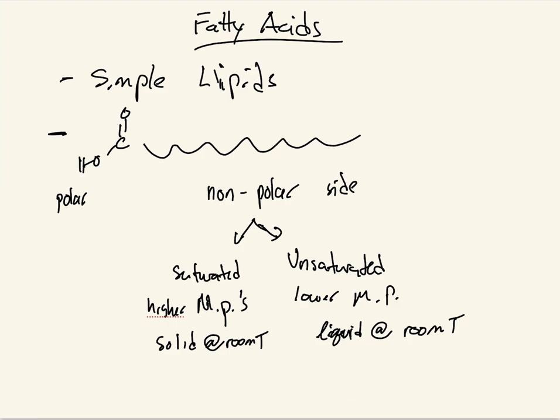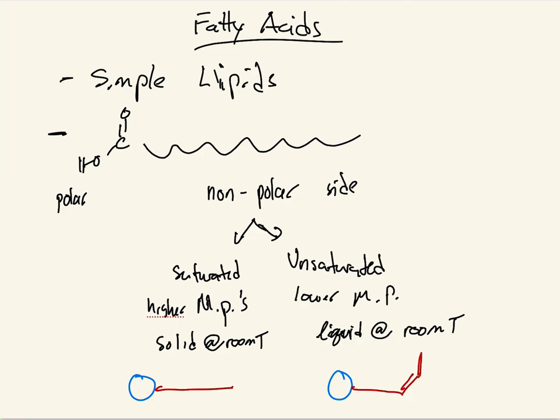So these are going to be like a polar head, and then saturated is going to be a straight line, whereas a double bonded structure might have a kink in it because of the double bond, right? And that depends on the configuration of the double bond, if it's trans or cis. But in general, the unsaturated fatty acids are going to have lower melting points and be more likely to be liquid at room temperature.